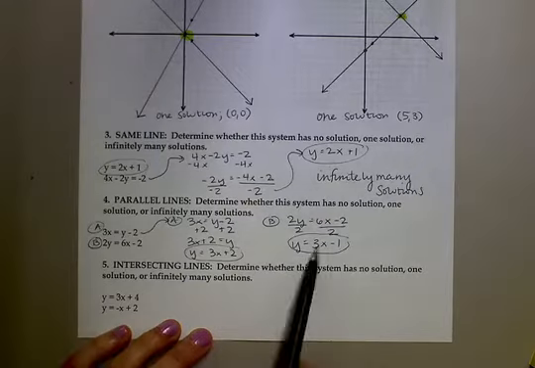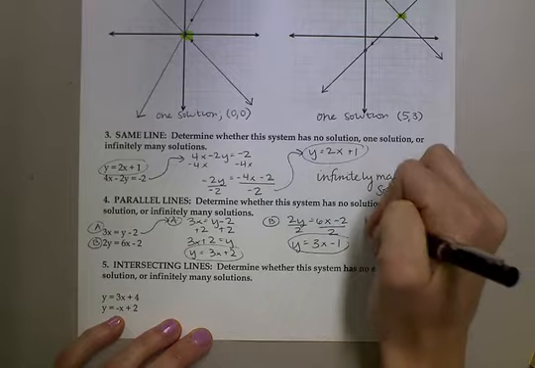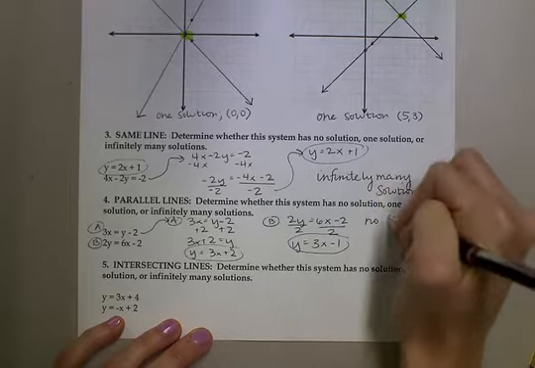And let's take a look. Well, they both have a slope of 3. They have the same slope. That means they're parallel lines. So we know they will never intersect, so there is no solution.